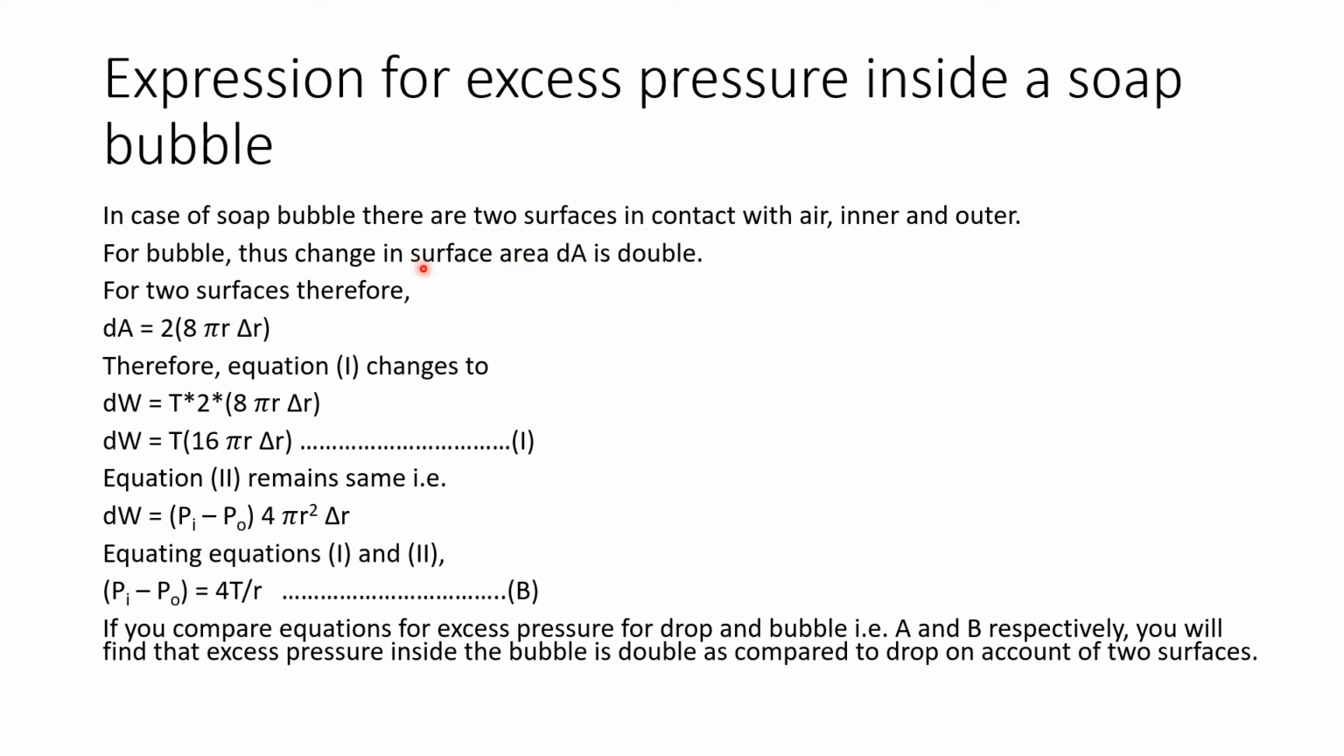Surface energy is nothing but the work done. The work done to increase the surface area is stored as the surface energy, and so on and so forth. Now the only difference is that whenever we are considering change in the area, the change in the area is two times, because there are two surfaces, and therefore the work done will also be two times the work done in case of the liquid drop.